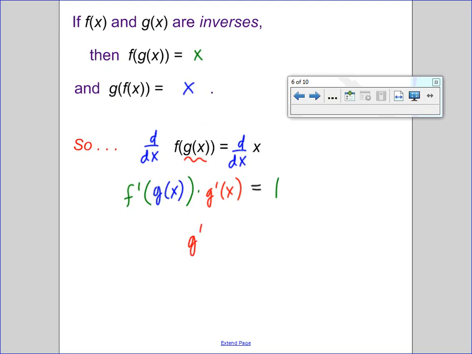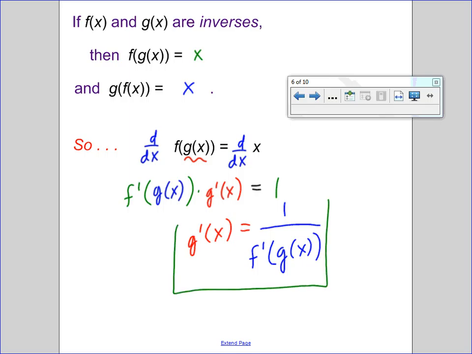This means that g prime of x, if I were to solve for it, would be given by 1 over that f prime of g of x. And this is the result that we'll be using in order to find the derivative of an inverse function. So we just use the definition of inverse functions. Their composition is equivalent to x. We differentiate both sides to get the derivatives involved, and now we'll use this result, g prime equals 1 over f prime of g of x, in order to evaluate the derivative of an inverse function.